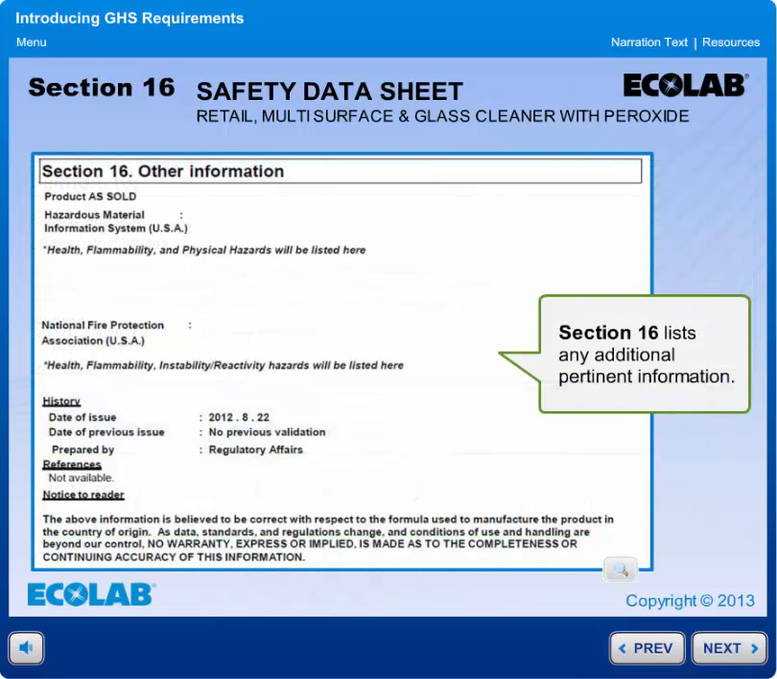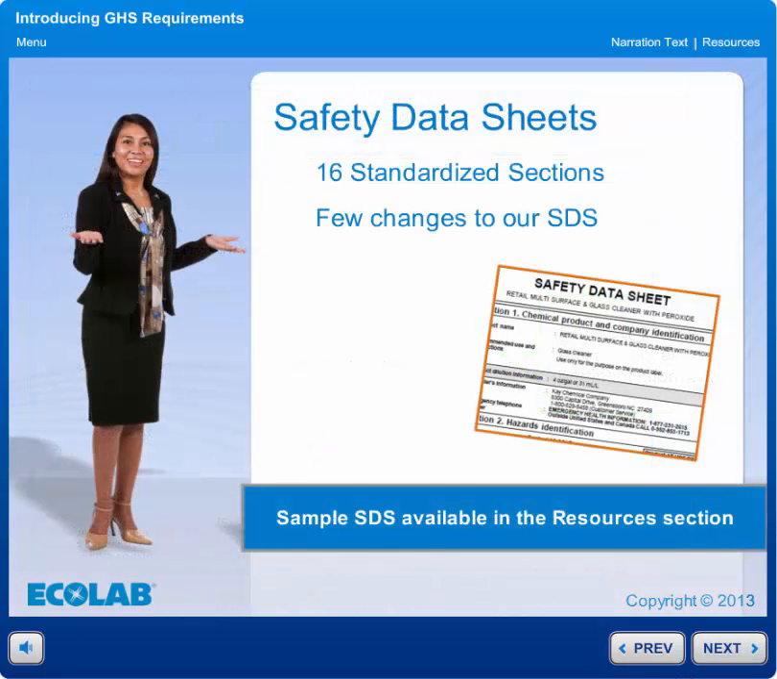This last section lists additional pertinent information such as the date of SDS issue and supplemental information determined by the manufacturer. For example, Ecolab has elected to list the HMIS and NFPA ratings in this section. Safety data sheets will be more robust and contain additional information with the GHS requirements. A sample safety data sheet is available in the Resources section of this course.